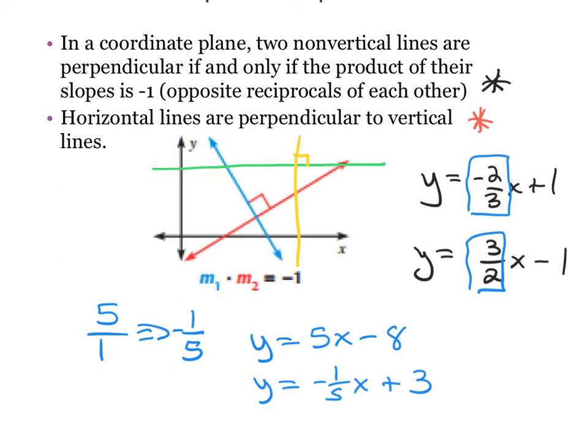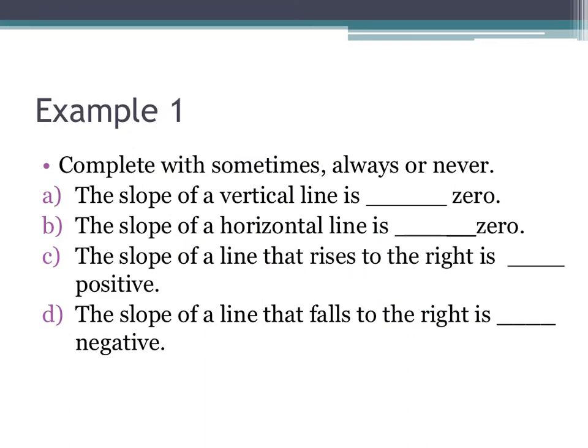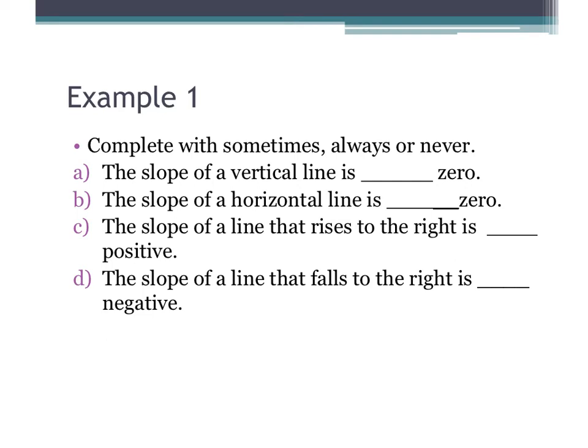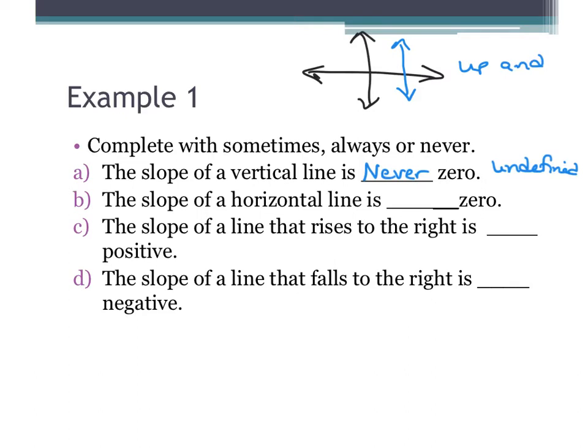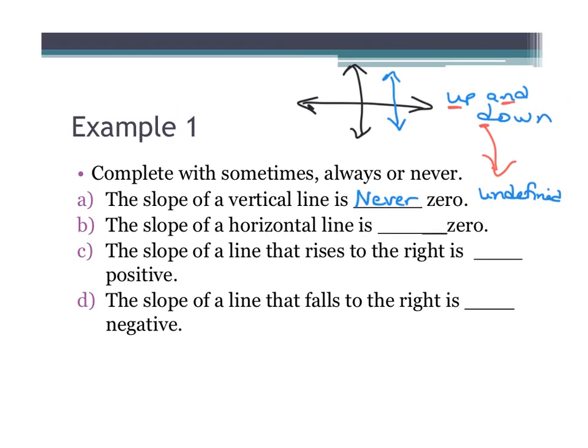Let's try some sometimes, always, or never questions. It's asking us to complete with sometimes, always, or never. The slope of a vertical line is blank 0. We know that the slope of a vertical line is undefined, so this would be never. A way that I remember that, if you think about your graph, here's my coordinate plane. A vertical line goes up and down. I use the first letters, U, N, D, from up and down, spelling out undefined. So that's how I keep track that my vertical line goes up and down, so its slope is undefined.